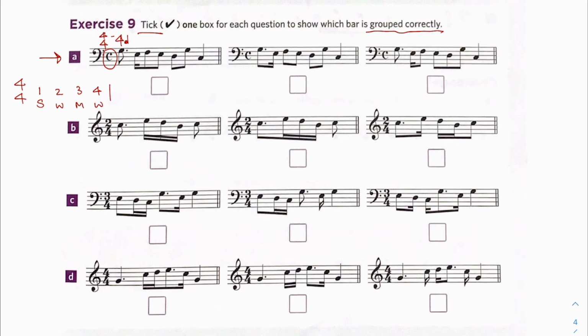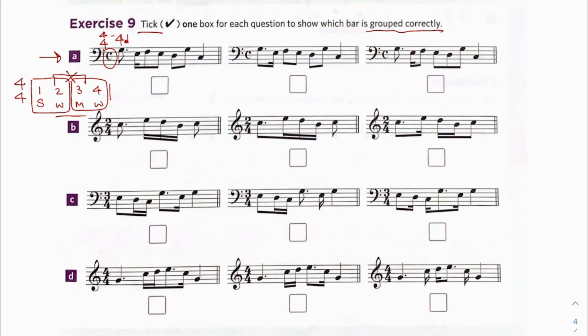So when we group the notes together, we can group beat 1 and 2 together because you can only join a strong beat to a weak beat. So you can also group beat 3 and 4 together like this because beat 3 is a medium beat which is stronger than beat 4. However, you cannot join beat 2 and 3 together like this because then you will have a weak beat followed by a stronger medium beat.